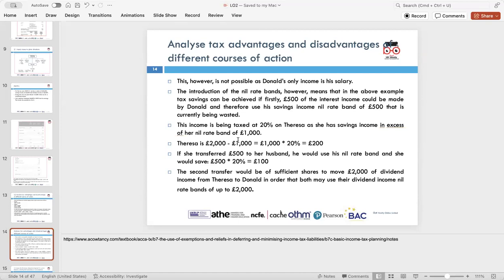These strategies enable Donald and Teresa to make the most of their respective nil rate bands, resulting in tax saving without compromising on compliance with tax regulations. It is essential to carefully evaluate and implement such strategies while considering any associated implications and seeking professional advice, obviously, if necessary.